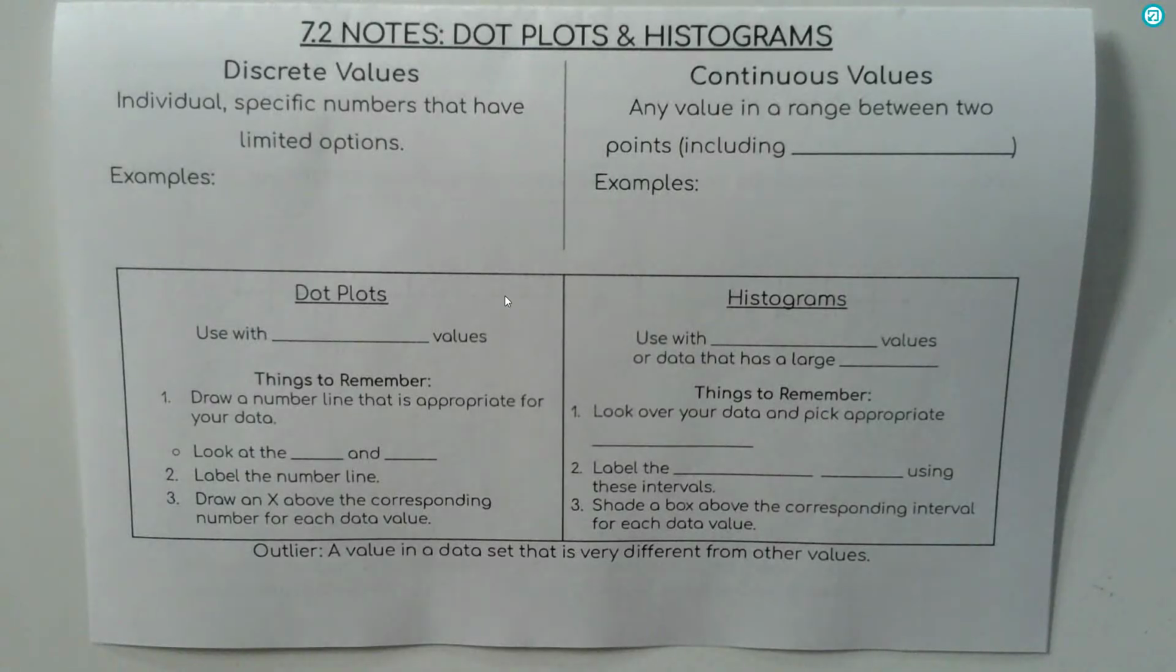So today we are looking at dot plots and histograms. These are two types of graphs that we can use to represent data. There's a gajillion types of graphs in the world. These are just the two that we're using today. The reason why we're using two different graphs today is because they can be best used for different types of data. So there are two main types of data that we will see.